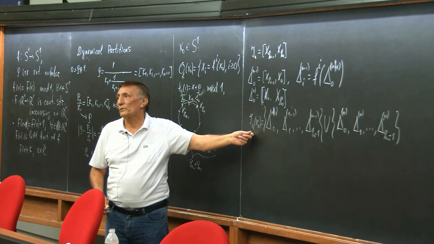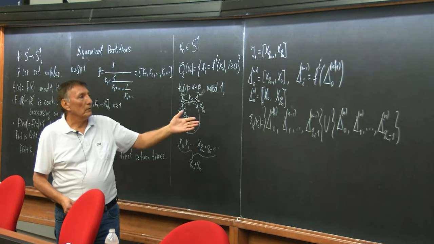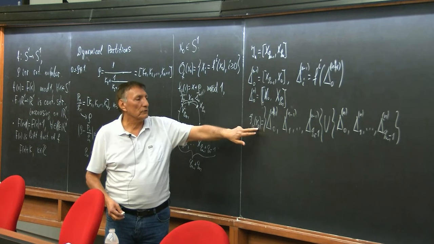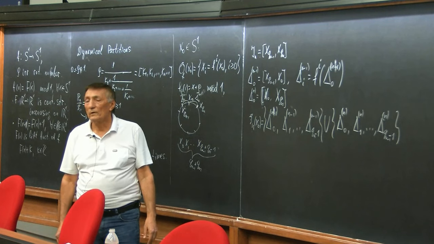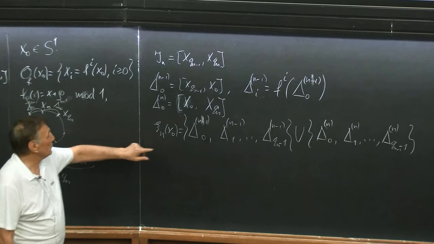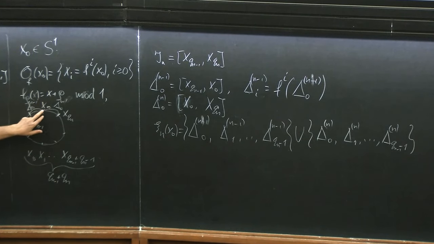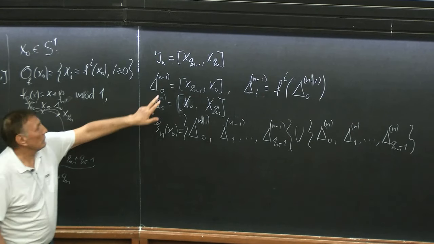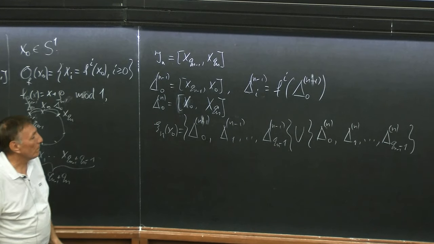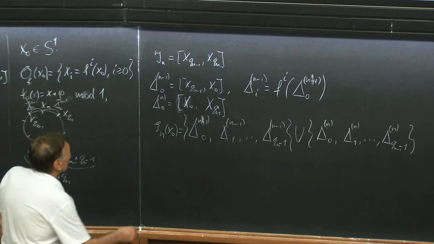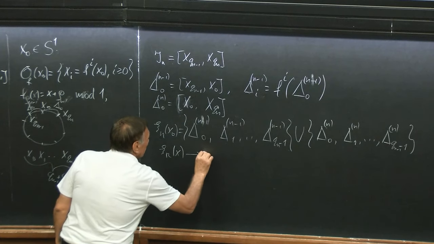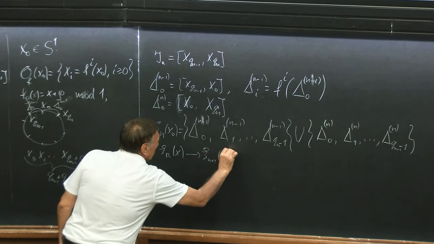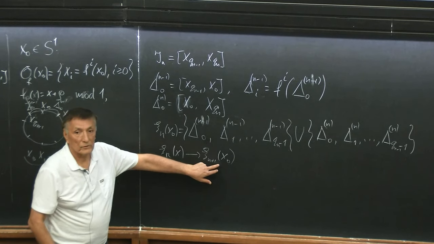It was proved first by Dzhalilov. This xi_n of x_0 is called the nth dynamical partition of the circle. Of course, it depends on the initial point x_0, and if we change x_0, it also changes. Then it also depends on f, of course. I don't write it, but it depends on f. What happens if we pass from xi_n of x_0 to the next partition, xi_{n+1} of x_0?